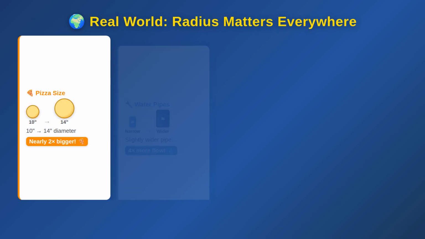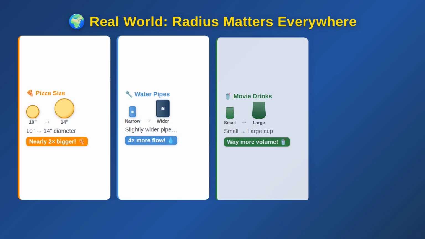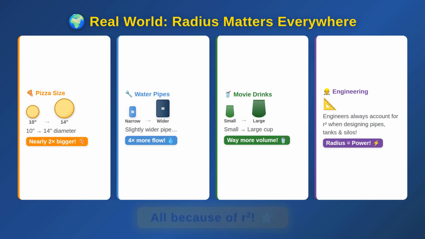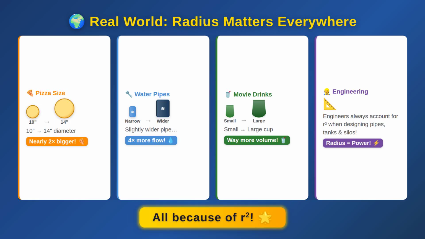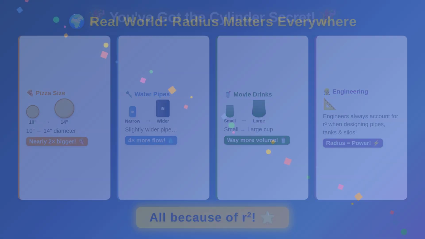This isn't just a math class thing. The r-squared effect shows up everywhere in the real world. When a pizza goes from 10 inches to 14 inches in diameter, it's not just a little bigger, it's almost double the area because of the radius squared. Engineers designing water pipes know that a slightly wider pipe carries dramatically more water. Even when you upgrade from a small cup to a large at the movies, the volume difference is bigger than you think, all thanks to that radius. Maya now looks at cylinders everywhere with new eyes.